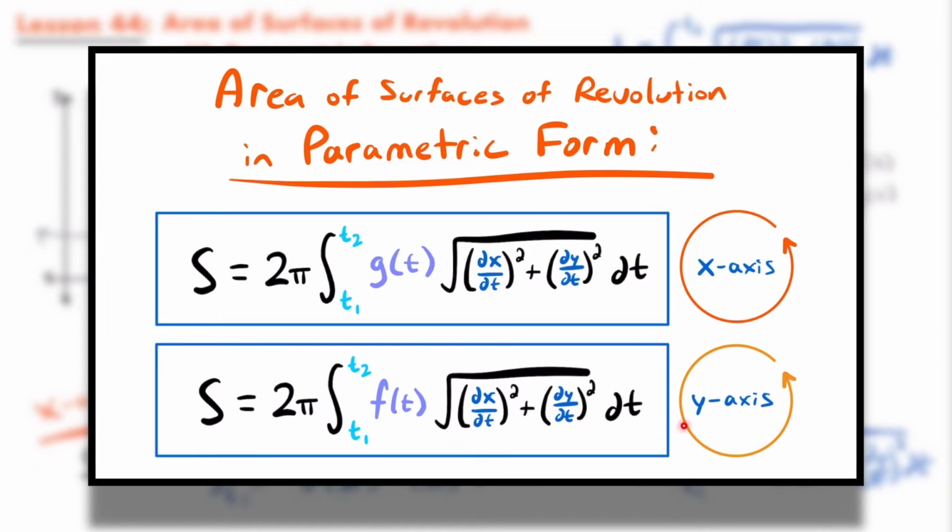And then when you revolve around the y-axis, you have the same formula, except that radius is now small f of t. All right, so g of t is just your equation for y from your parametric equations, and small f of t is just your equation for x from your parametric equations. Okay, so if you revolve around the x-axis, you use the equation for y, and if you revolve around the y-axis, you use the equation for x. So now that we have these formulas, let's look at some examples of finding the area of surfaces of revolution formed by revolving curves around an axis that is defined with parametric equations.